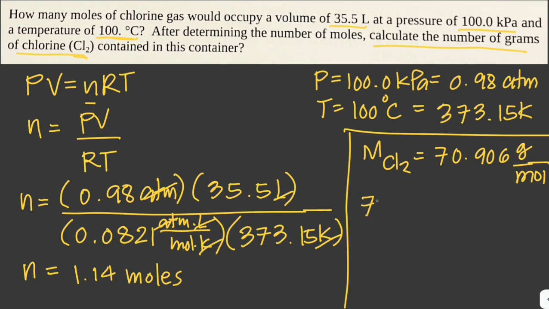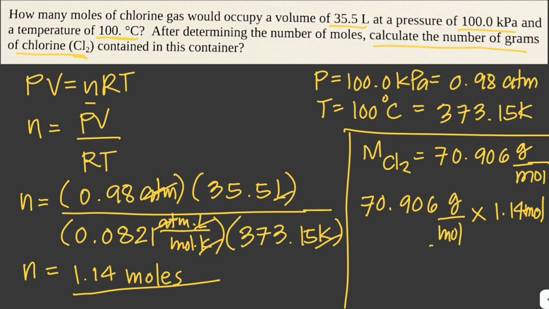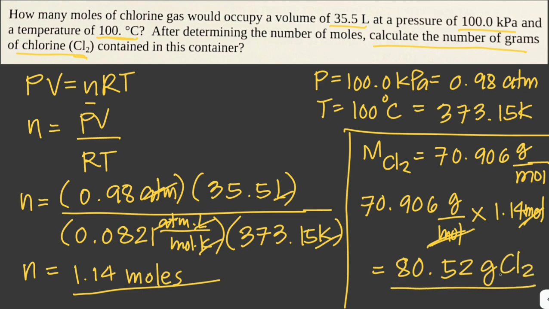So that would be 70.906 grams per mole. We multiply this by the number of moles that we got, and the mole unit will be cancelled out. So this is just equal to 80.52 grams of chlorine gas.